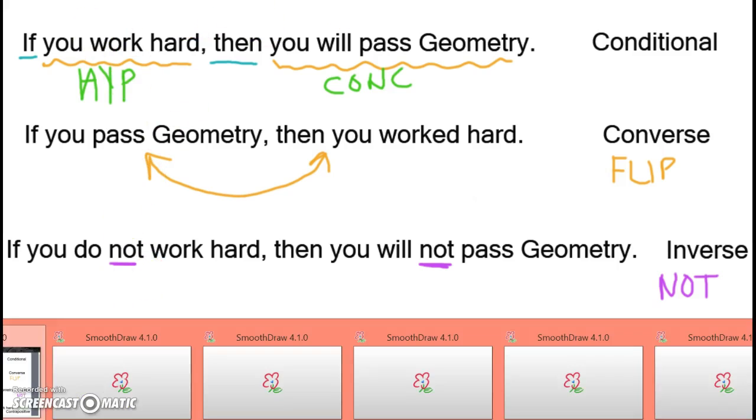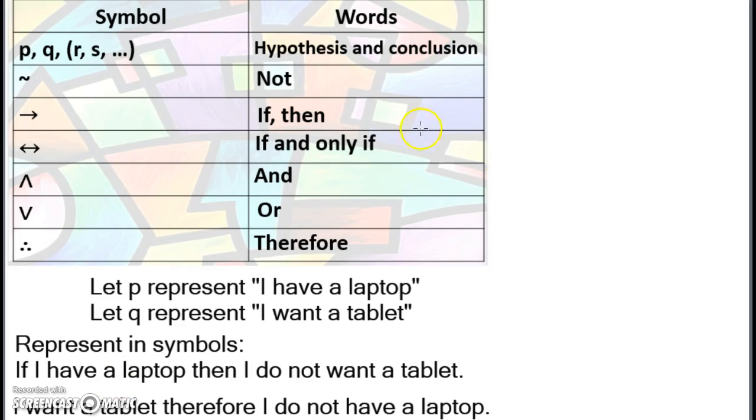All right, there are some symbols that are associated with logic too, so we're going to talk about the symbols that are associated with logic. I can use the letters P, Q, R, S, T, any letters really, to represent an entire hypothesis and an entire conclusion. Like for instance down here, I say let P represent I have a laptop. So now instead of writing out I have a laptop, I can just write the letter P to represent that whole statement, that whole phrase. The symbol that we use when we want to make something a not is called a tilde.